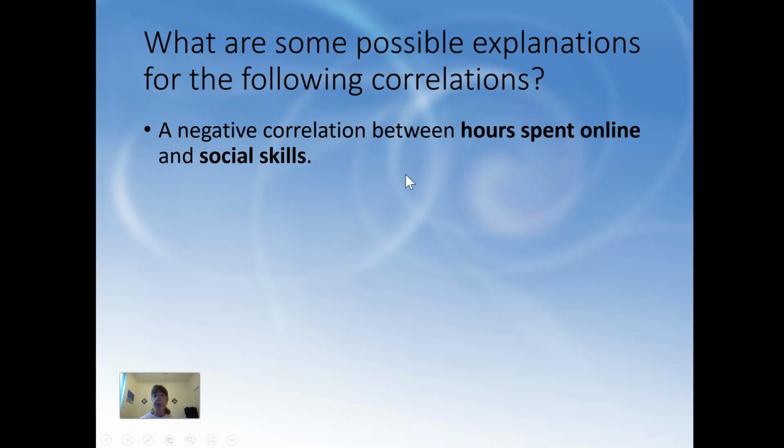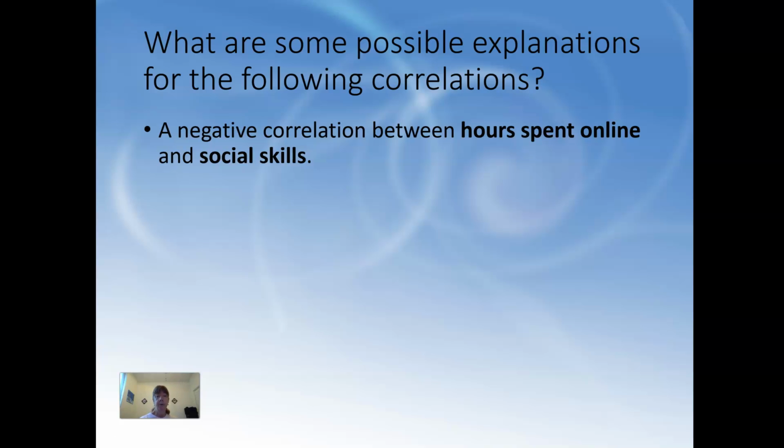It's just as plausible that it could be the opposite. It may be that somebody's social skills affect their hours online. Maybe people who have really poor social skills don't like talking to people, so they spend more time on their computer. So in that case, it's the social skills that are causing the hours spent online. Both of those are equally plausible. It's also very plausible there could be some other third variable that hasn't been mentioned here that is affecting both of those.